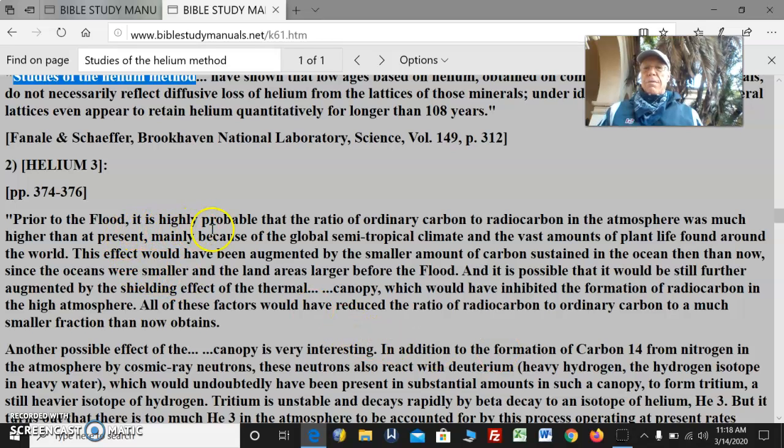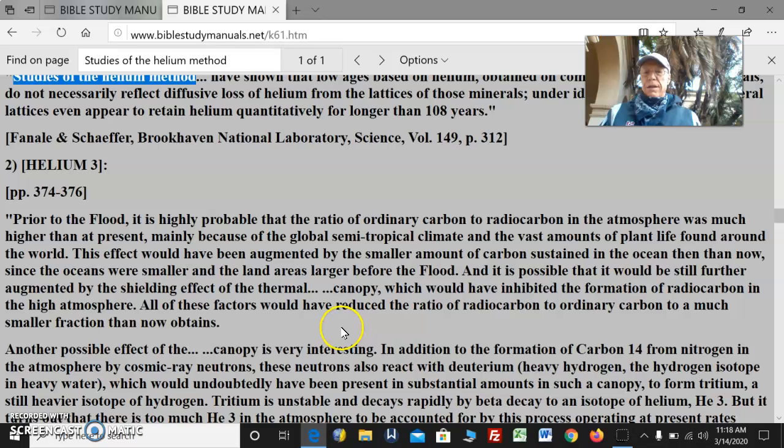Prior to the flood, it is probable that the ratio of ordinary carbon to radiocarbon in the atmosphere was much higher than at present, mainly because of the global semi-tropical climate and the vast amounts of plant life found around this world. This effect would have been augmented by the smaller amount of carbon sustained in the ocean than now, since the oceans were smaller and the land areas larger before the flood. And it is possible that it would still be further augmented by the shielding effect of the thermal canopy, which would have inhibited the formations of radiocarbon in the high atmosphere. All of these factors would have reduced the ratio of radiocarbon to ordinary carbon to a much smaller fraction than now obtains.